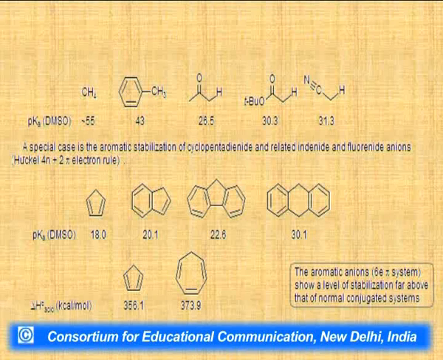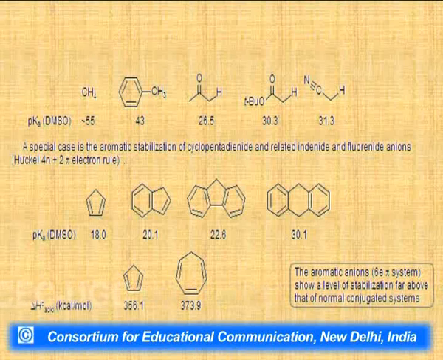Here are some examples in which we can see that there is pi delocalization. We have already discussed what delocalization or conjugation is. Conjugation is known as the alternate single and double bond, and delocalization is in the conjugated system.